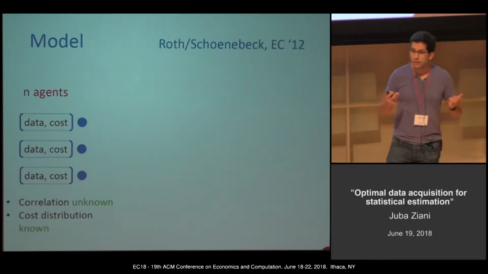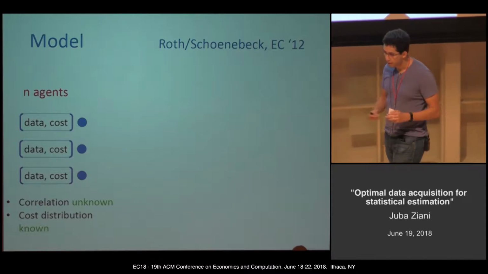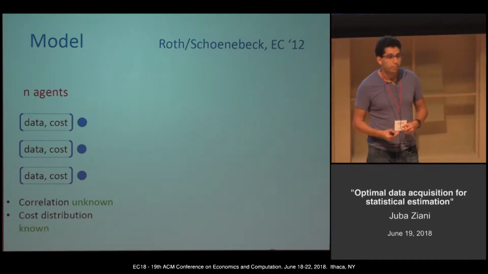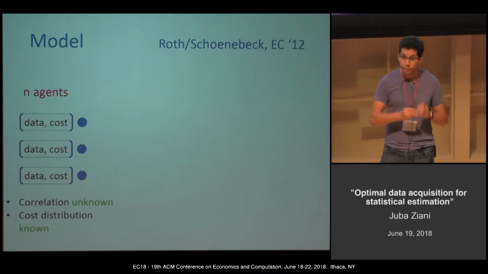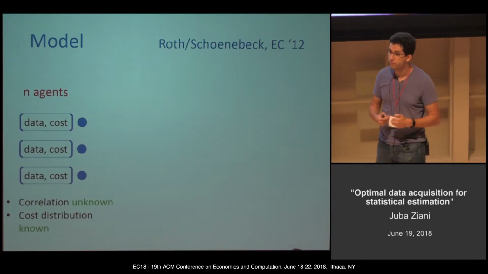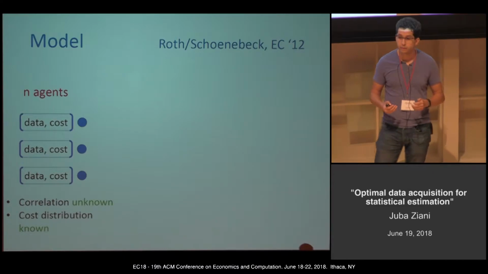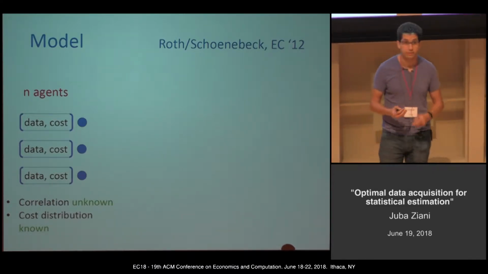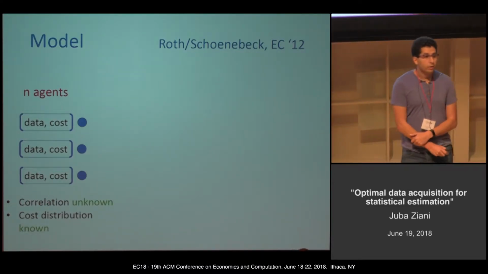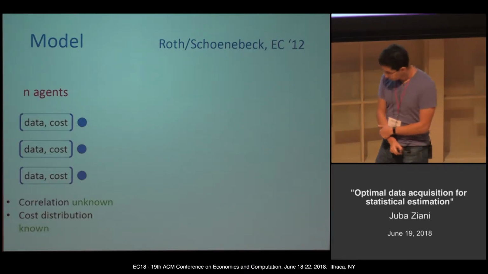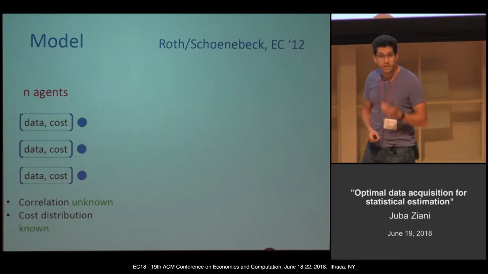So now let me tell you the full picture, and what our model is. But before I do so, I would like to point out that the model that we're studying has actually been introduced and studied before by Aaron Roth and Grant, back at EC'12. So in this model, we have n agents.